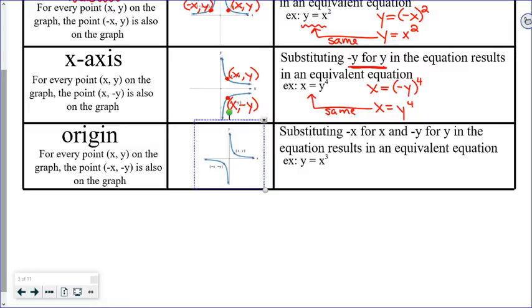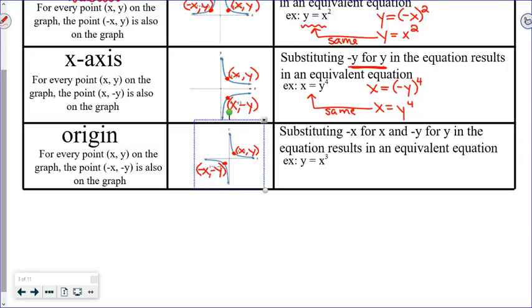On that, each of your points completely switches signs. So any point that I started with originally, any x comma y, when it has symmetry about the origin, has the exact opposite pair. So if this was a point on my graph, I would also have negative x comma negative y.